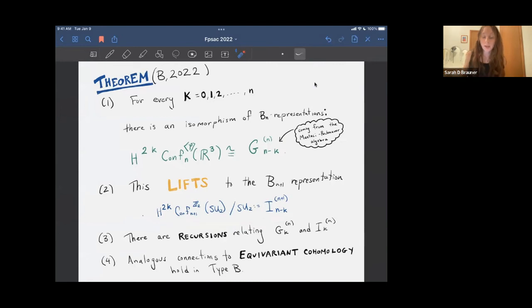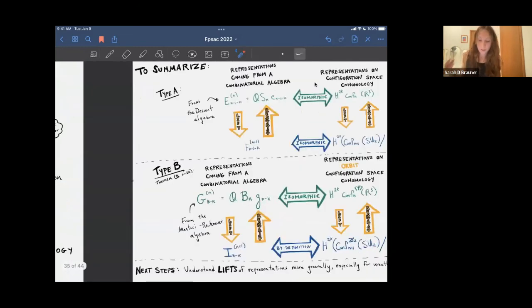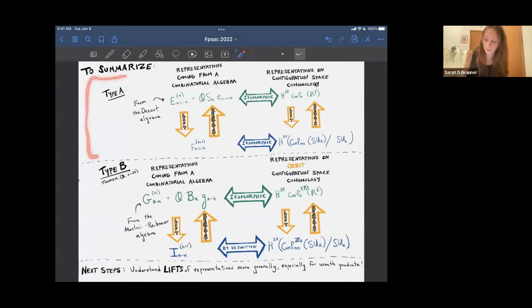All right. And then we have analogous recursions that relate the Bn representations with their lifted Bn+1 representations, and analogous connections to equivariant cohomology on the topological side. Okay, so in summary, here is our type A story, right? We started with representations coming from a combinatorial algebra. In type A, it was the descent algebra. And on the topological side, we had the representations on this configuration space cohomology. And then we said that those representations lifted to Bn+1.